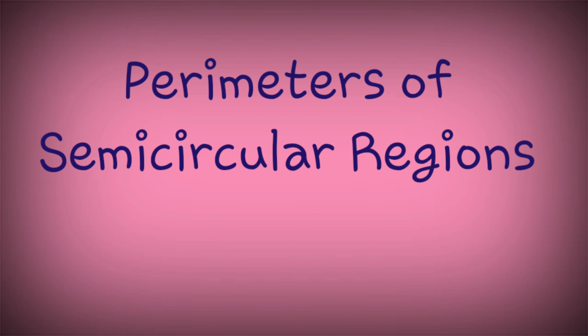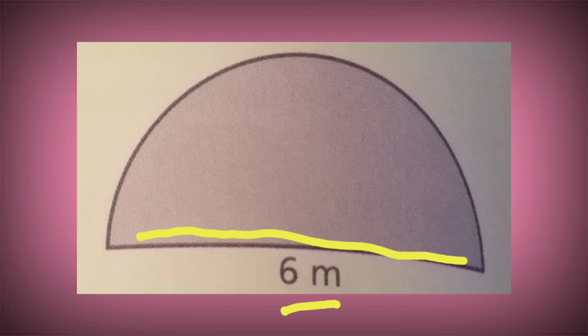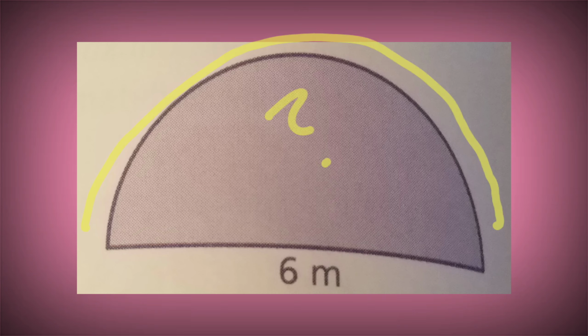Next we're going to move on to finding perimeters of semicircular regions. To find the perimeter of a shape, we would add up the edges, so the distance around all of the different edges, corners, and sides. We know in this half circle that the straight line is 6 meters long, but we don't know what the curved edge is.